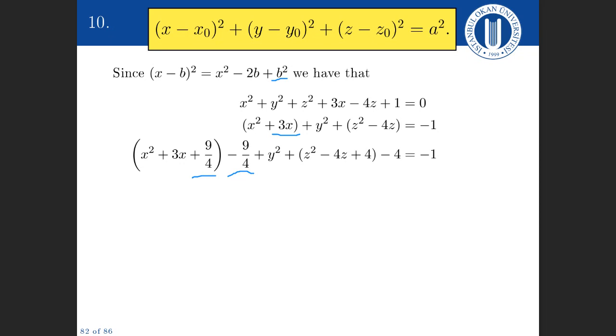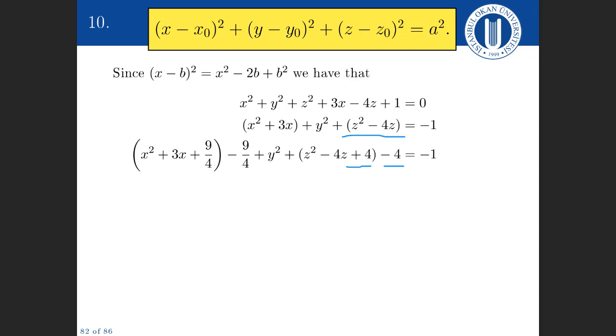For y squared, we don't need to do anything. We can leave that as it is. Looking at z now, I've got minus 4z. I want to do minus 4 divided by 2 to get minus 2, and then I want to square it to get 4. And then I'm going to do plus 4 and minus 4. Again, the equation hasn't changed because I've added on and then subtracted the same number.